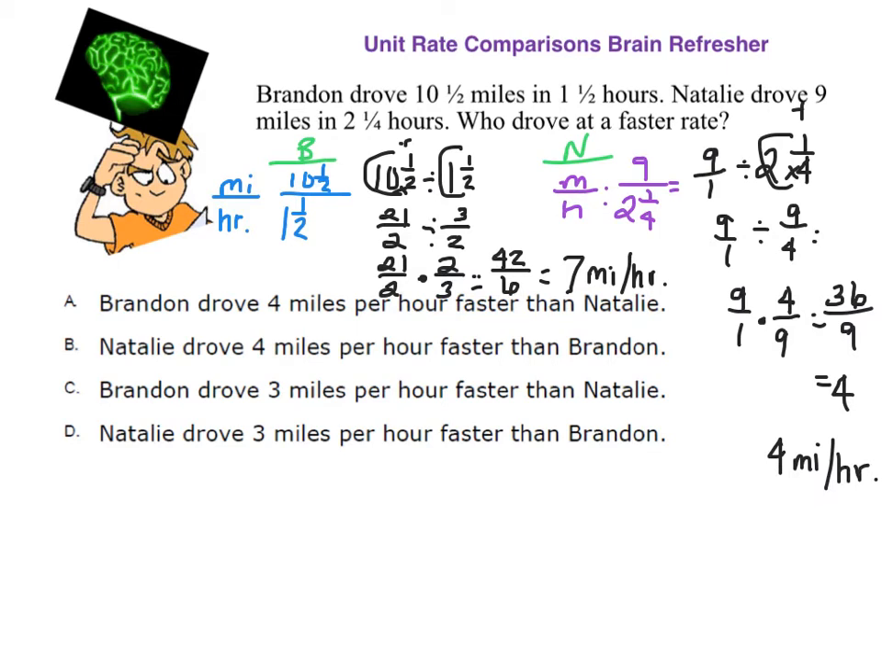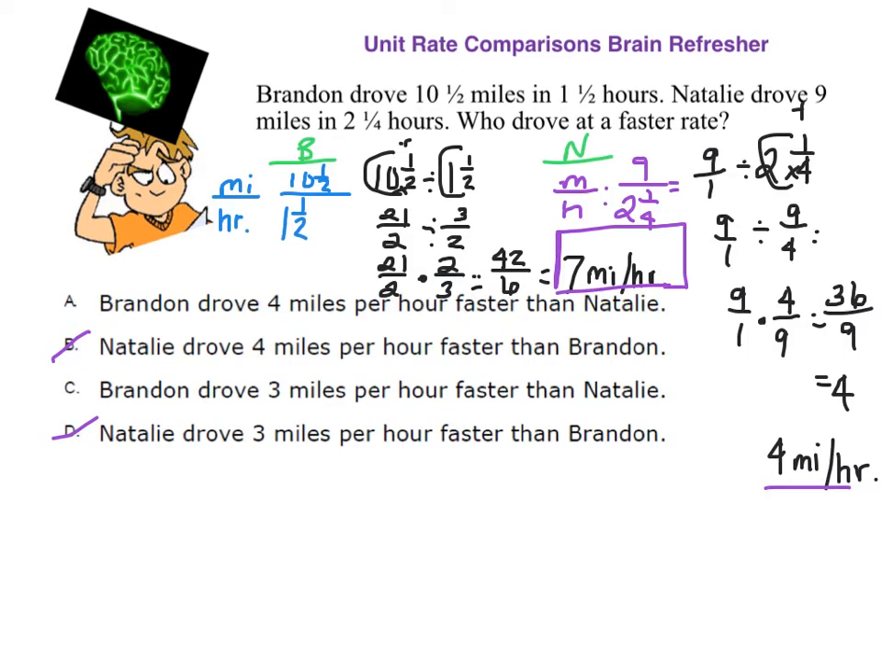So now I need to look to see who's faster. Brandon was 7 miles per hour. Natalie was 4 miles per hour. If you are going faster, you are going farther. So Brandon drove at a faster rate. So automatically I can cross off B and D.